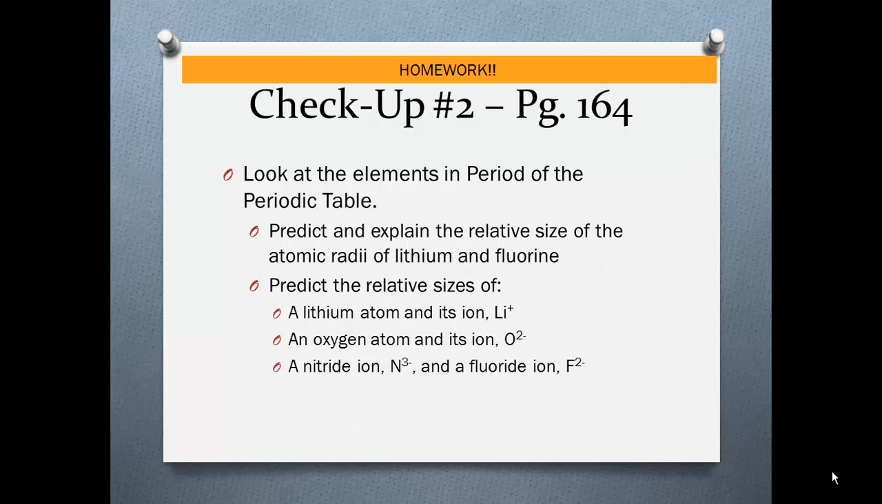Alright, check out number 2, the homework question. You want to look at the periodic table and predict and explain the relative size of the atomic radii of lithium and fluorine. Then predict the relative sizes of the lithium atom and its ion, and compare the oxygen atom to its ion, oxide. And the same thing between the nitride ion and the fluoride ion. Compare their relative sizes. Basically, which one is smaller and the reason why, and which one is larger and the reason why.